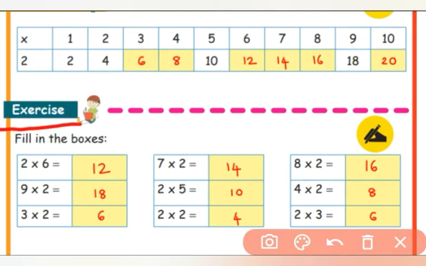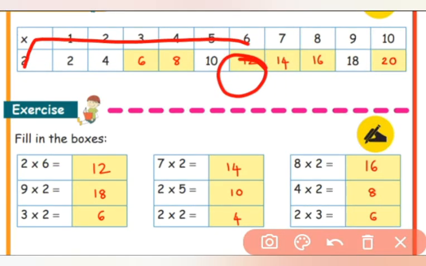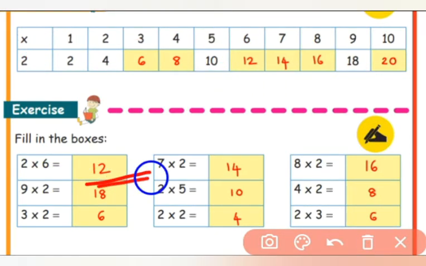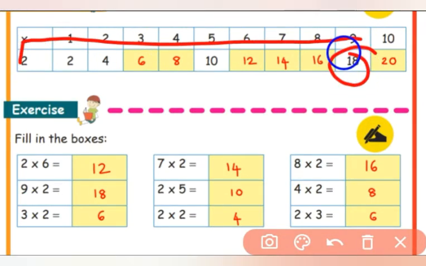See this exercise. Fill in the boxes. In the box, you fill it in. 2 into 6. 6 2s are 12. So you have tried here 12. 9 into 2. 9 into 2 is equal to 18. So you have tried here 18.